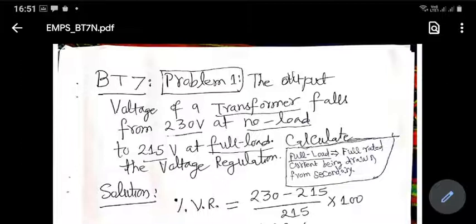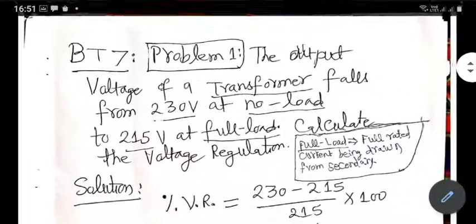These problems were done at various times, not today. So that's why you see duplicity quite a lot among them. Okay, let's read this one carefully. I think it's a simple one. The output voltage of a transformer falls from 230 volt at no load to 215 volt at full load. Okay, a magnitude, I suppose. Calculate the voltage regulation. Very simple calculation.